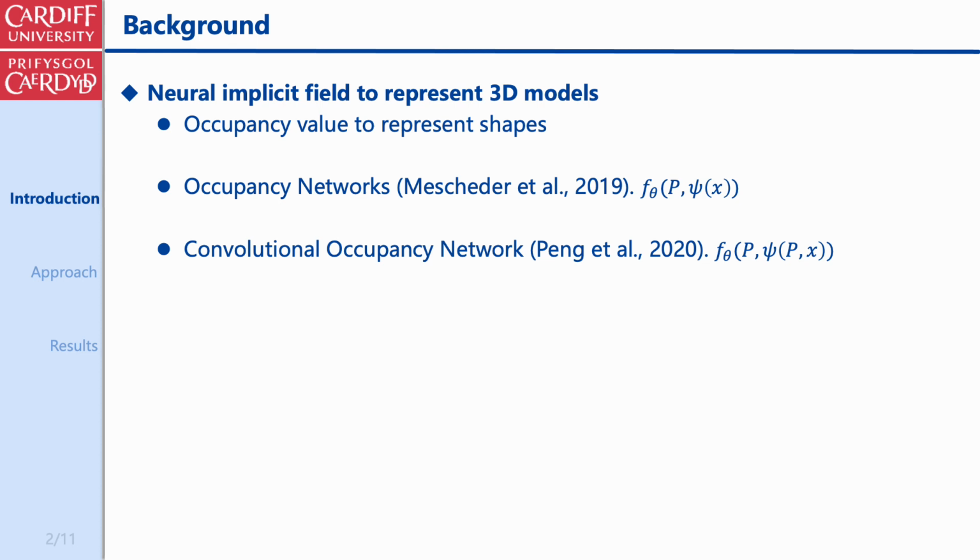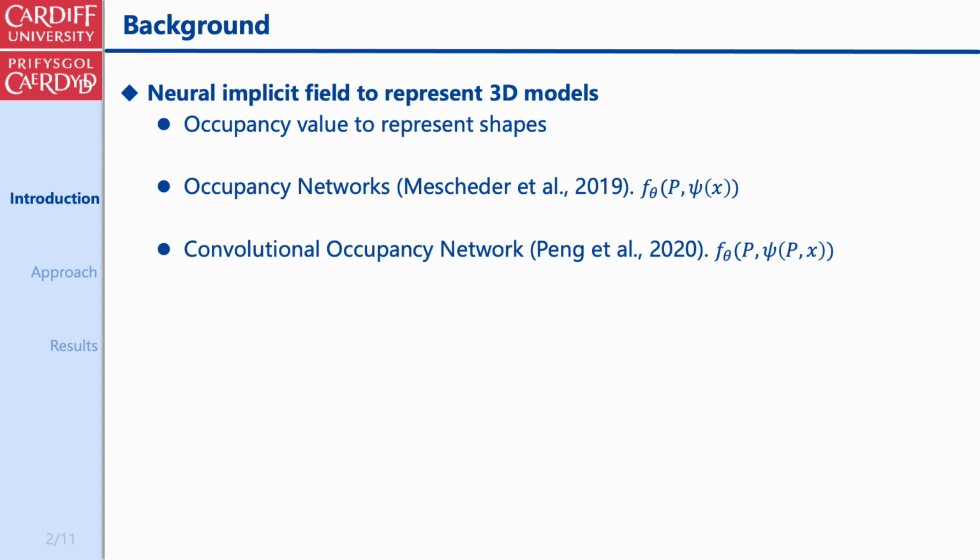So let's have some general idea about the background. As we all know, the neural network is powerful. It can be used to approximate any function. It also can be used to represent any digital signals as 2D images. So we also want to use the neural implicit field to represent 3D models.